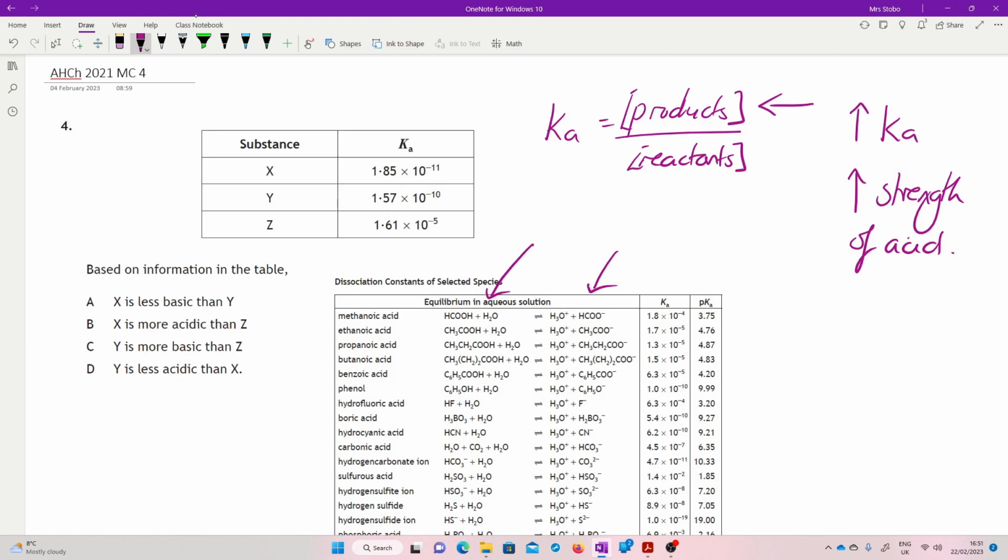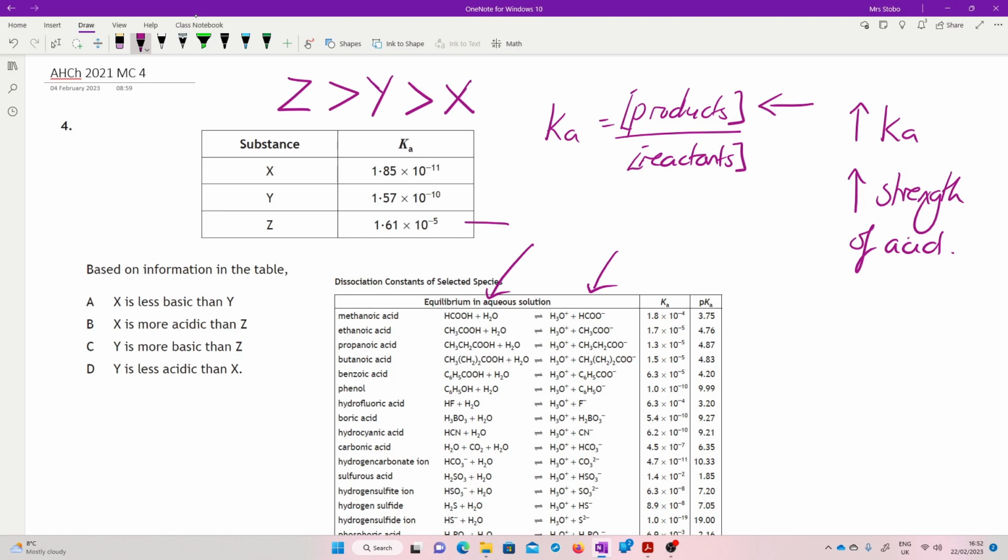So Z is your strongest, there's your strongest one at 10 to the minus 5. So Z is stronger than Y, which is stronger than X. So this is your acid line, from the strongest to the weakest. Then you just work your way through.